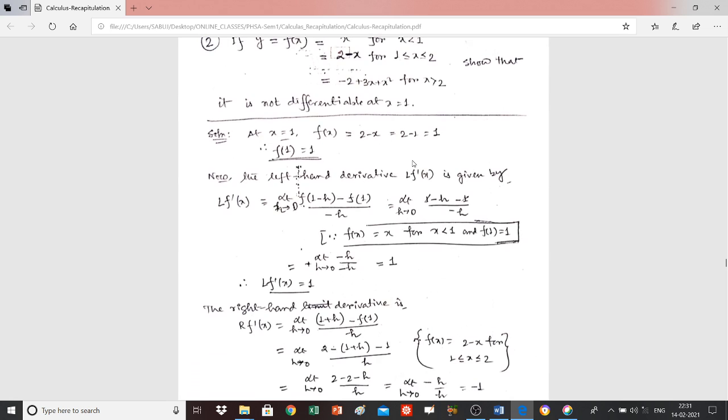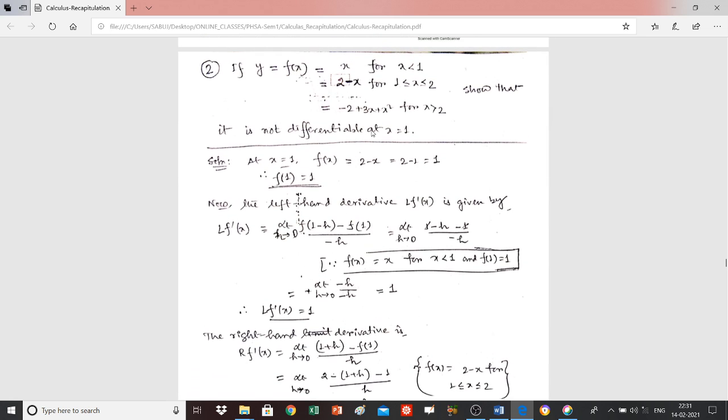So the given function is here for x equal to 1. This condition is here: f(x) is equal to 2 minus x, so find the value of f(1). At x equal to 1, f(1) is equal to 2 minus x, which in this case is 2 minus 1, so 1. So f(1) is equal to 1.